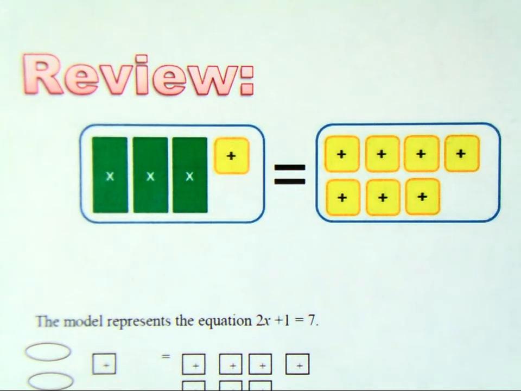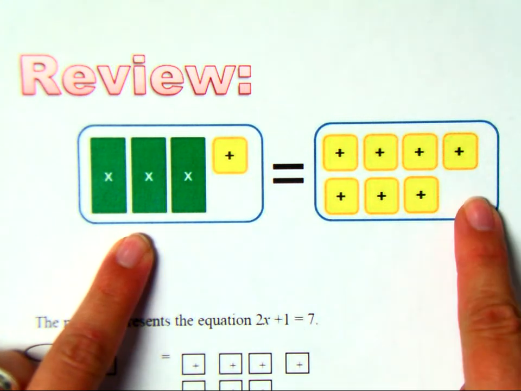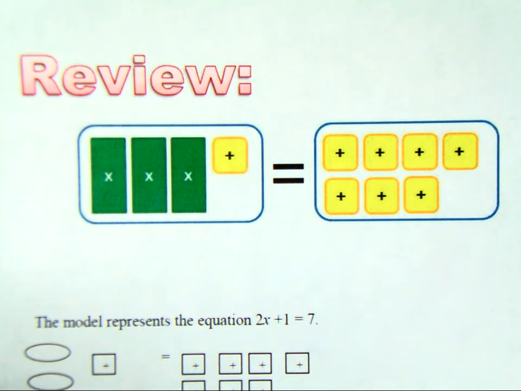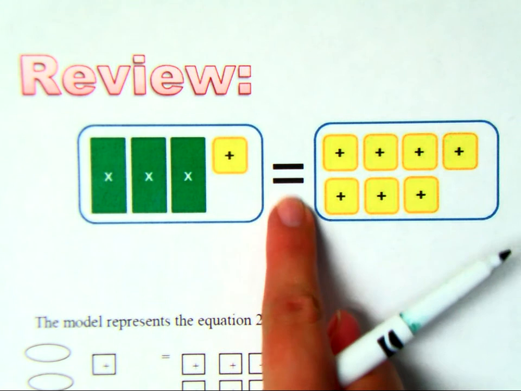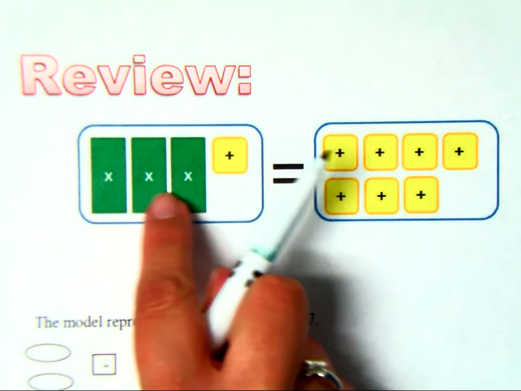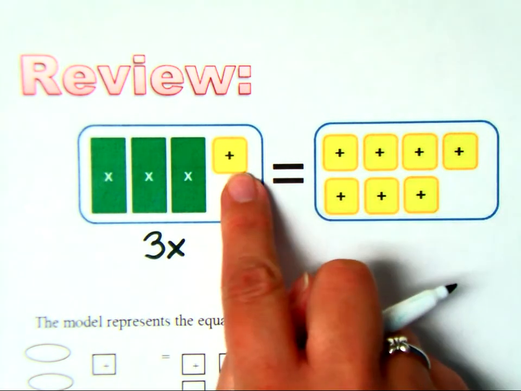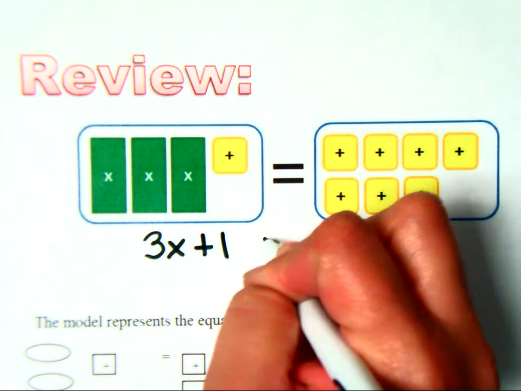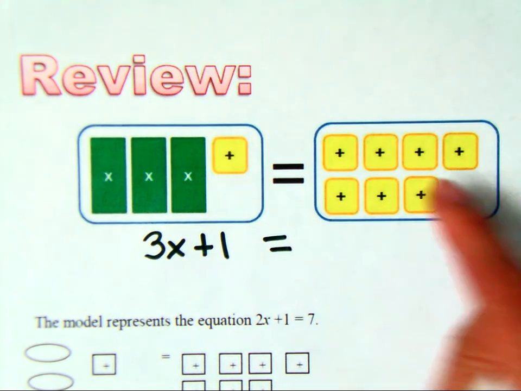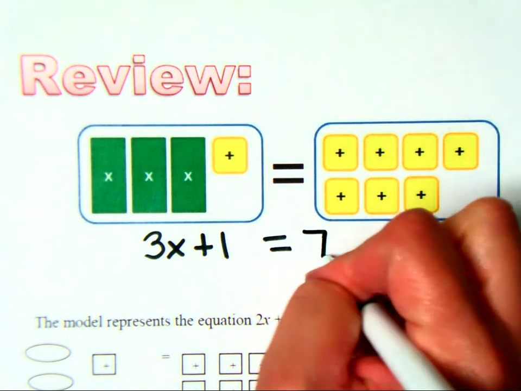So the first thing I want to show you is sometimes they're going to give you a picture on a test and they're not going to tell you what this represents. Or sometimes they will ask you, what does this picture represent? Let's go ahead and look at that. On the left-hand side, this expression has 1, 2, 3 x's and a positive 1. And on the right-hand side of the equation, we have 1, 2, 3, 4, 5, 6, 7 positives.